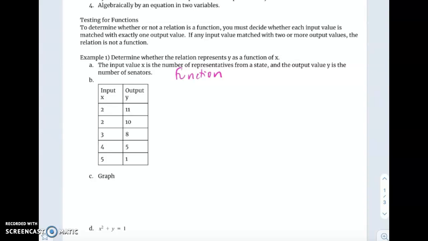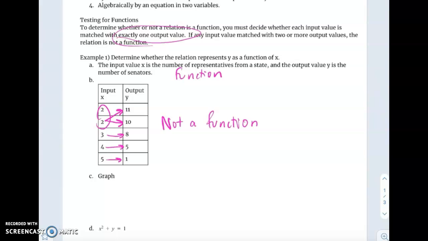Okay, B. Let's see. 2 goes to 11. So we have 2 twice. So 2 goes to 11 and 2 goes to 10. 3 goes to 8. 4 goes to 5. 5 goes to 1. So since 2 as an input gives you 2 different outputs of 10 and 11, then it's not a function. Because remember, it has exactly one output.